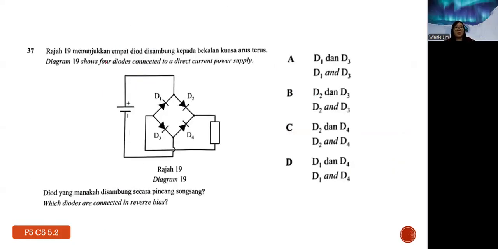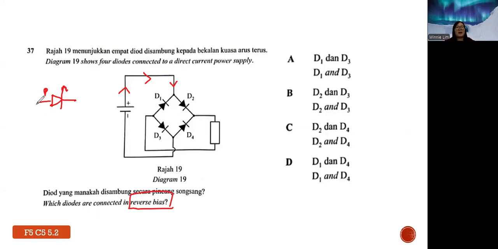37. Diagram shows 4 diodes connected to a direct current power supply. Which diodes are in reverse bias? Reverse bias means no current flow. Because your supply now is a direct current and not alternating current, current always flows from positive to negative. So for information, the symbol of this diode, the triangle part here is referred to P-type semiconductor. The line is referred to N-type.